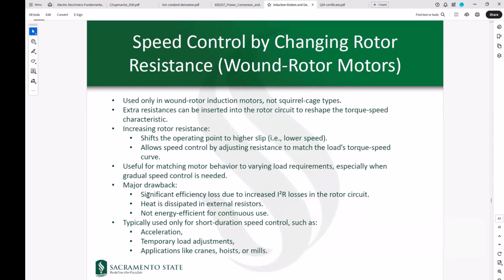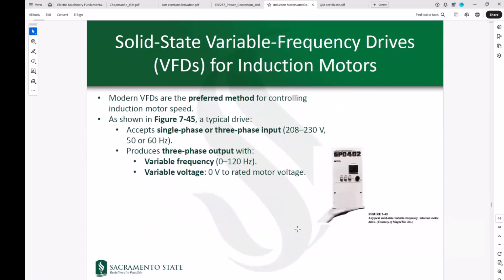The major drawback is significant efficiency loss because of increased I squared R losses, or copper losses. Heat is dissipated in external resistors, so it is not energy efficient for continuous usage. It is typically used for short duration speed control, such as in acceleration, temporary load adjustments, and applications like cranes, hoists, or lifts. Okay, now let's talk more about these VFDs, or solid-state variable frequency drives, which are used for induction motors.